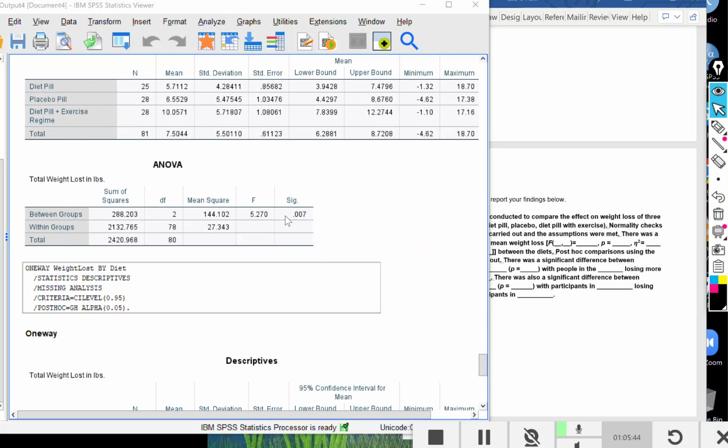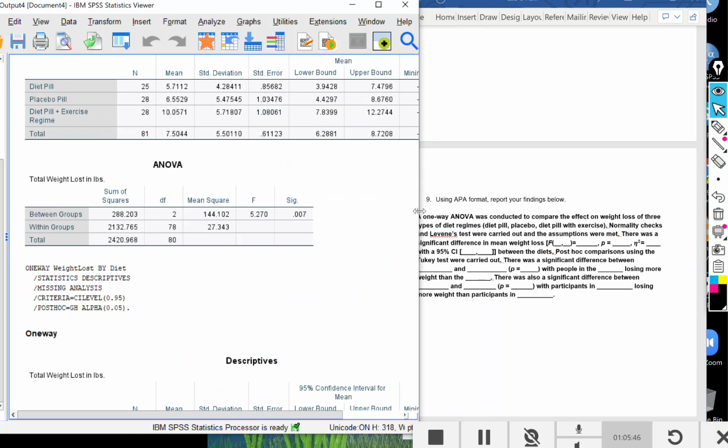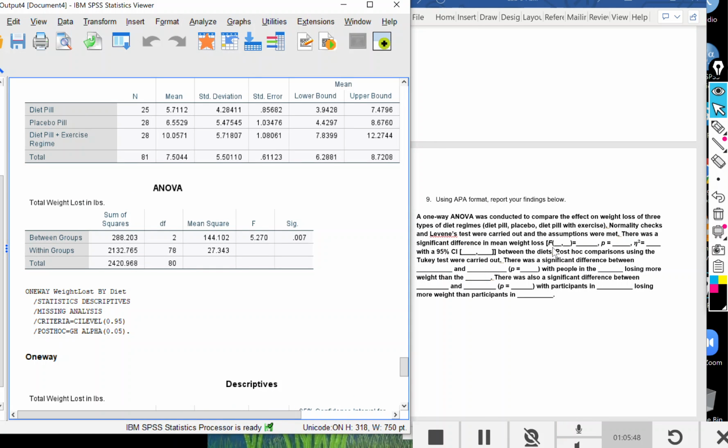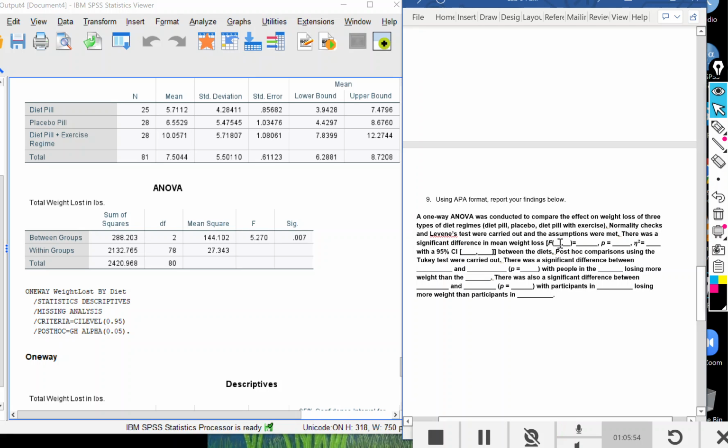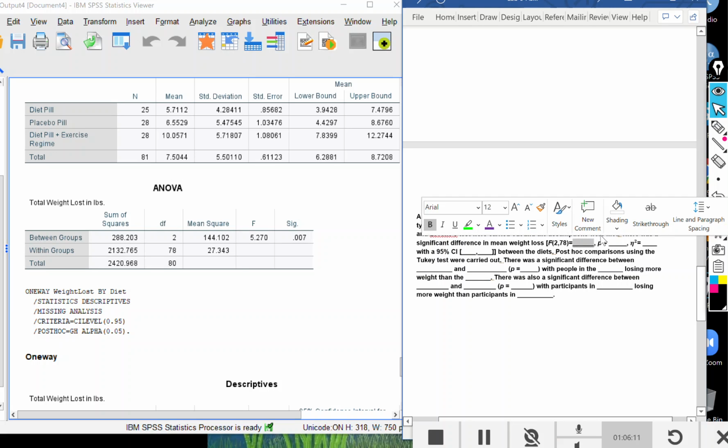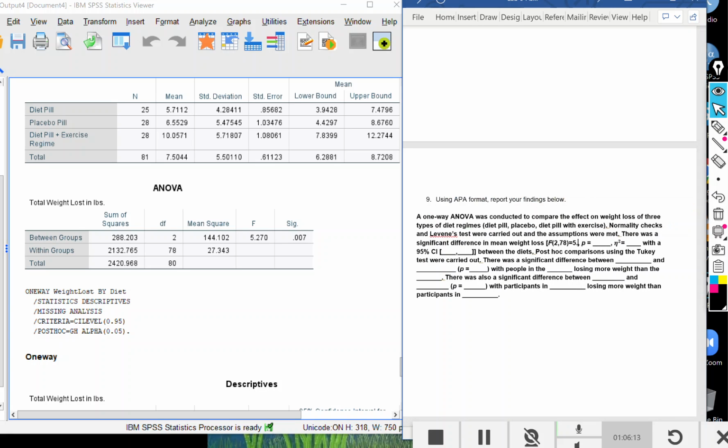You go into SPSS and we find information such as degrees of freedom. Whatever's in this parenthesis right here is degrees of freedom. This is the between degrees of freedom right here. And between groups, degrees of freedom is 2. And then this is the within groups, which is going to be 78. And then this is going to be the F ratio right here, and that is 5.27.